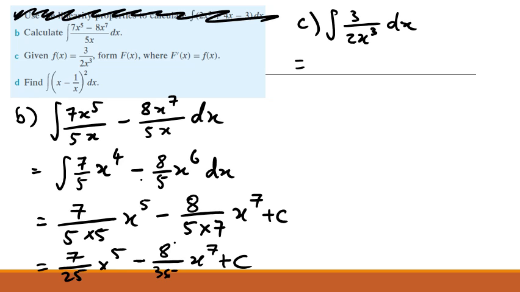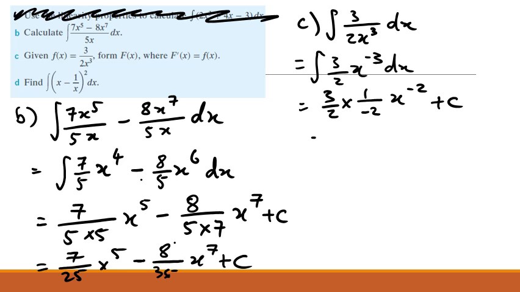What do we do whenever we have the x on the bottom? We always have to convert the x to put it on the top. So we just change it to a negative. So 3 over 2, I may have skipped a step. 3 over 2 times 1 over negative 2, because we added it by 1. Be careful with your negatives. People always get it wrong because they're not thinking.